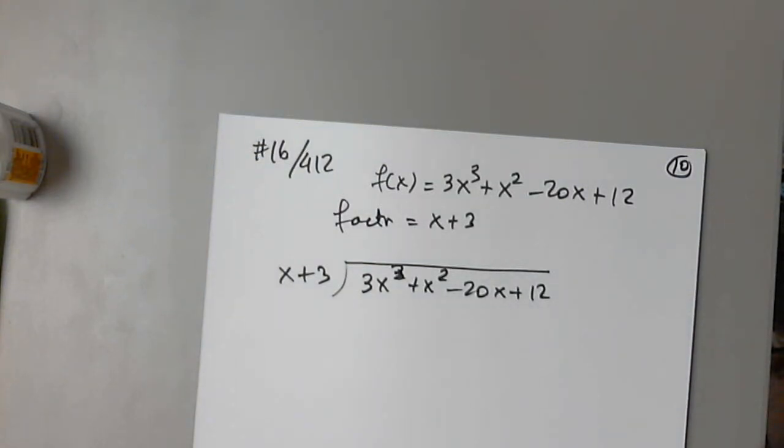Once they are telling us that this is a factor, what should be the remainder when I finish the synthetic? Zero. When I finish the long division, what would be the remainder if I am told from the very beginning that x plus 3 is a factor? Zero, of course. So if we get something else, then we know something is wrong.